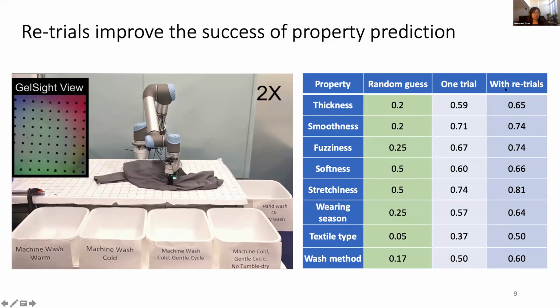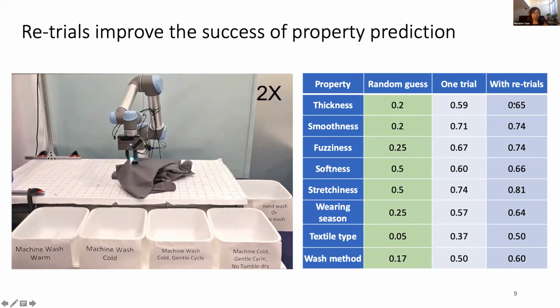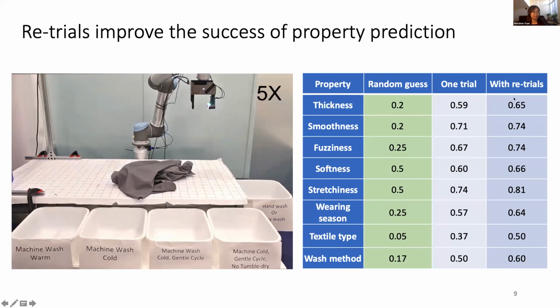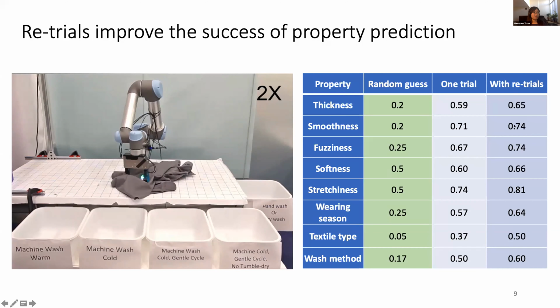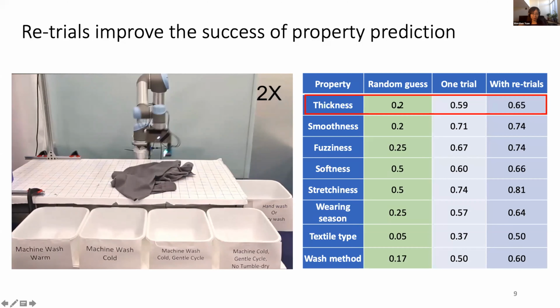So we find that with this kind of closed loop retrial mechanism, we can get much higher accuracies on predicting the properties of the cloth. For example, if we look at the thickness, the chance of a random guess is 0.2, because we ask humans to put the thickness of the objects into 5 levels. So this turns into a classification problem.